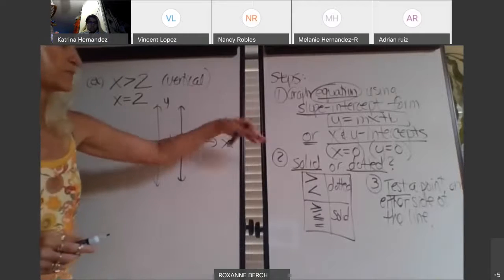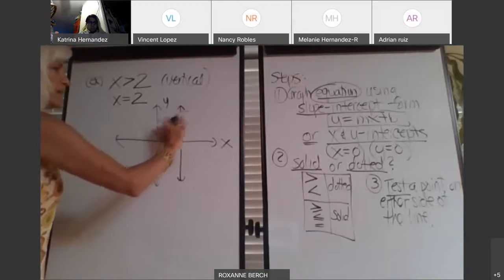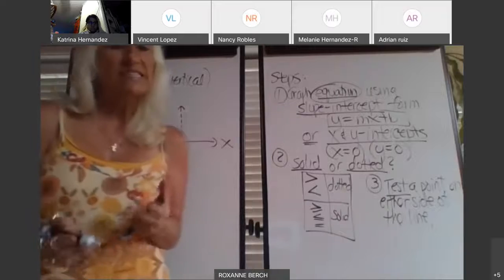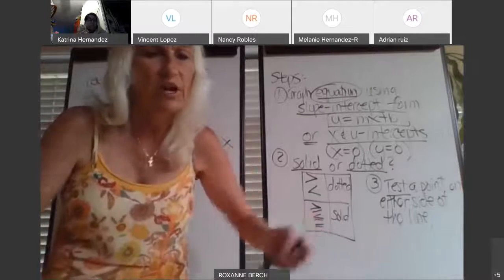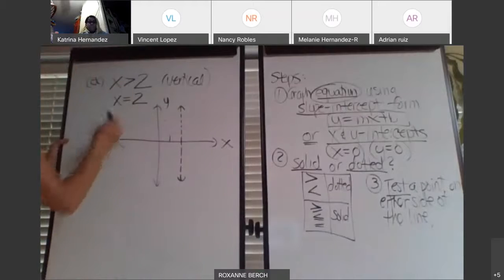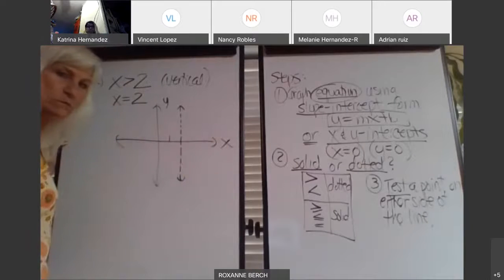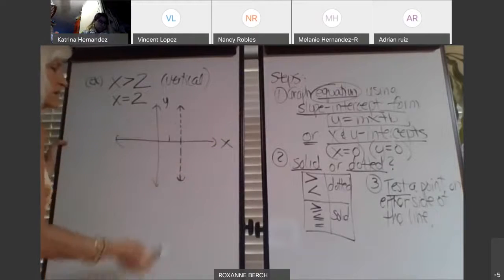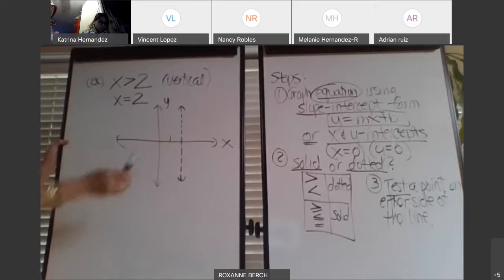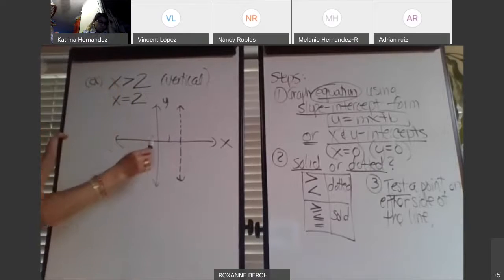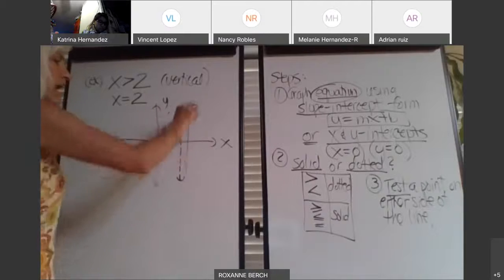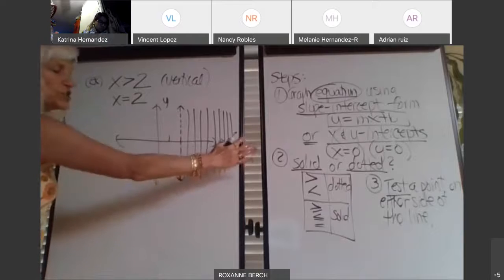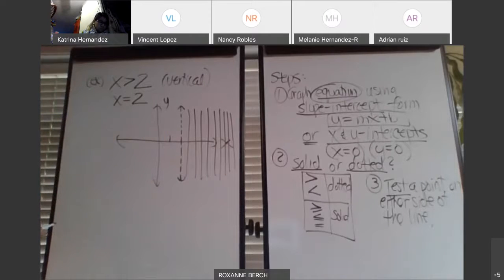Okay, now we go through the steps. Is this solid or dotted? It's dotted because it's strictly greater than. And now, when we test a point, we could just use common sense. You don't even need to write it down. Let's think about this. Does greater than mean to the right? Because to the right, wouldn't that be 3, 4, 5, 6, 7, 8, 9, those ordered pairs? And aren't these going negative? So we can just use common sense. x greater than means greater this way. So all the solutions are over there, and all the solutions on the left fail.